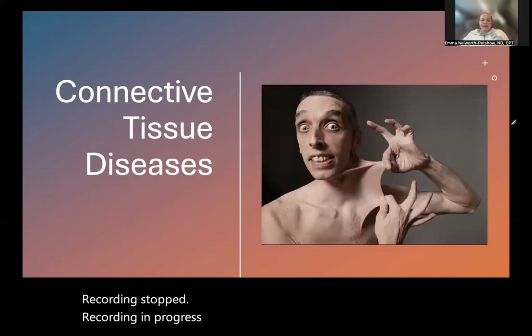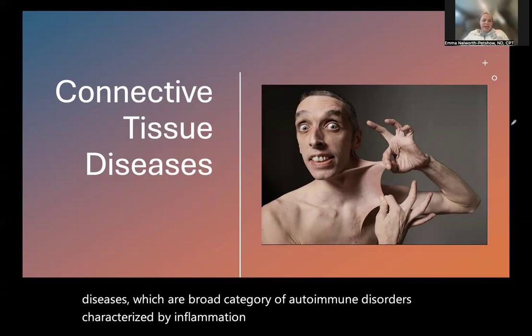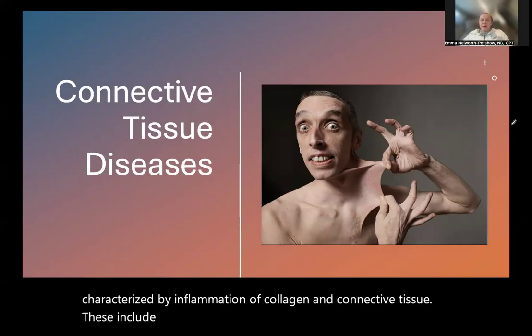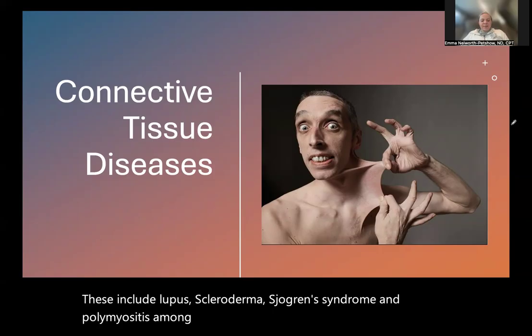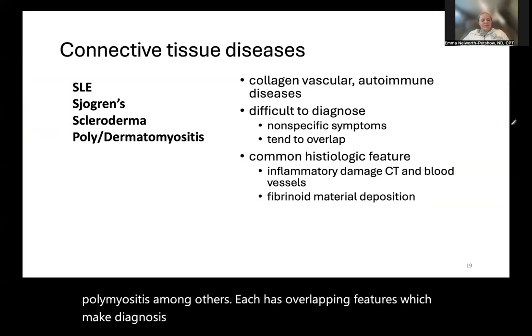Next, we'll move into connective tissue diseases, which are a broad category of autoimmune disorders characterized by inflammation of collagen and connective tissue. These include lupus, scleroderma, Sjogren's syndrome, and polymyositis, among others. Each has overlapping features which make diagnosis complex and reliant on serologic and histologic testing.